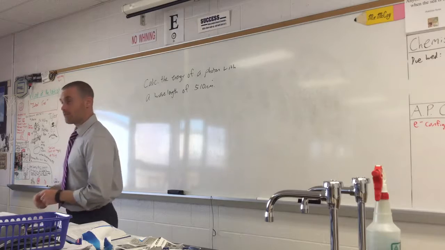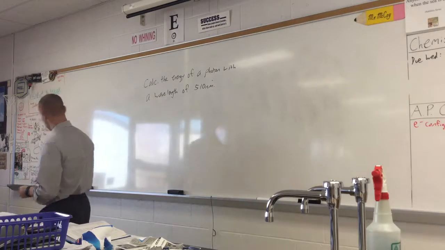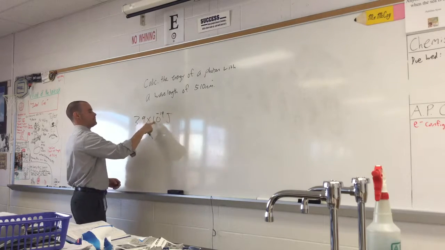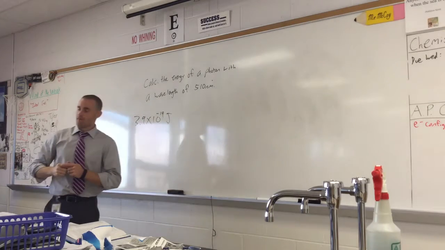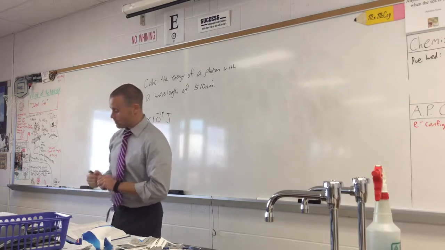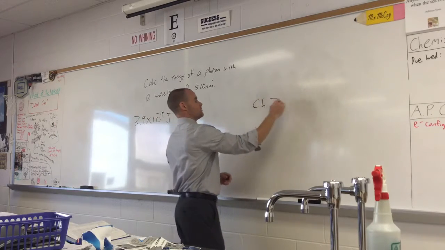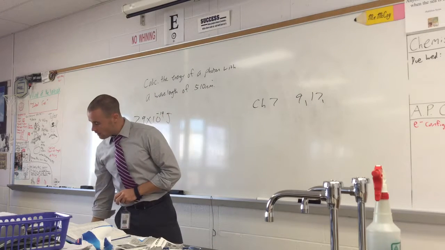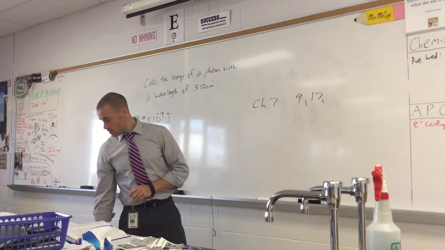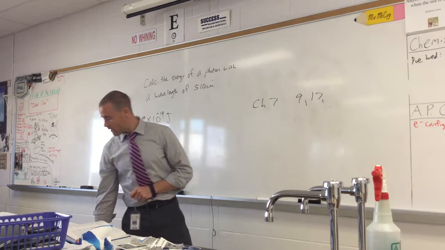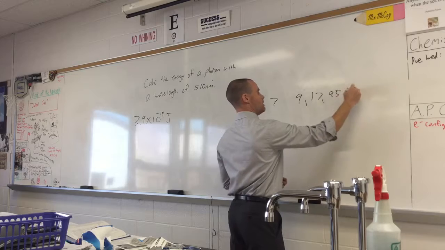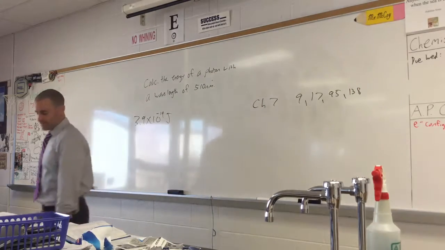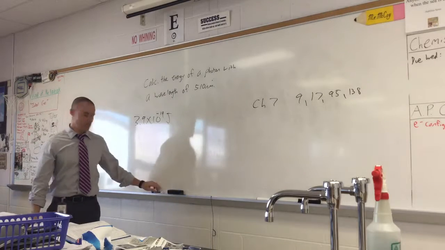Anyone get an answer? 3.9 times 10 to the negative 19. Yay. Don't worry, you have more practice for homework. Chapter 7, numbers 9, 17, 95, and 138. So only 4, no big deal. And 138 gets a little tricky. Usually does. Something to do with moles, I think.